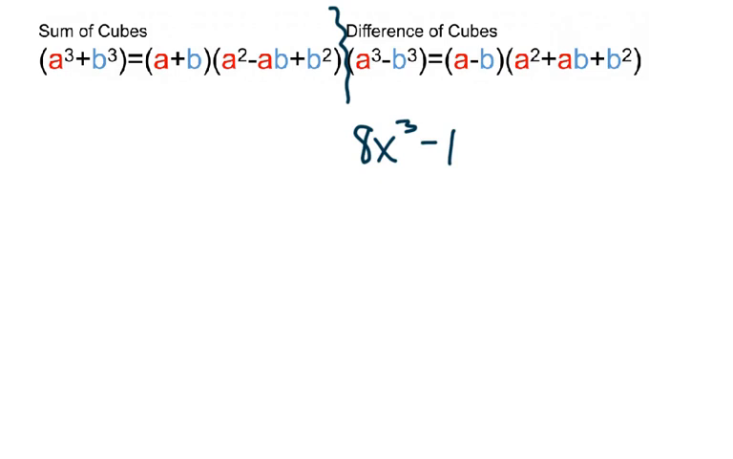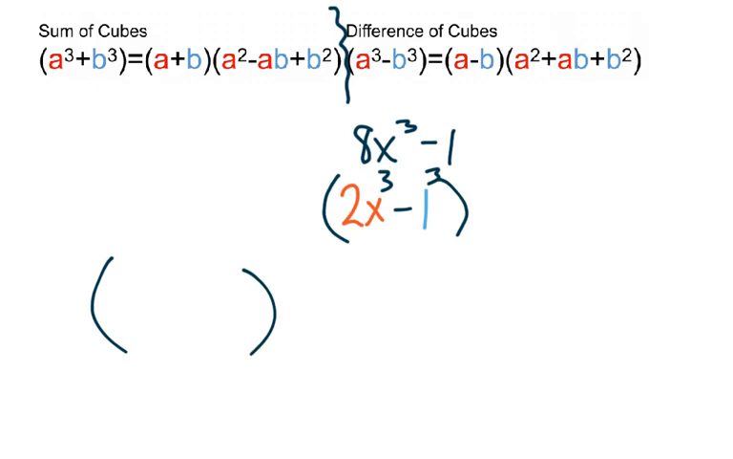Alright, here's the difference of cubes. See if you can figure out how to rewrite it as something cubed minus something cubed. Alright, so now I rewrote it. I'm going to follow the formula. The two things that I found the cube root of go in the first parentheses.